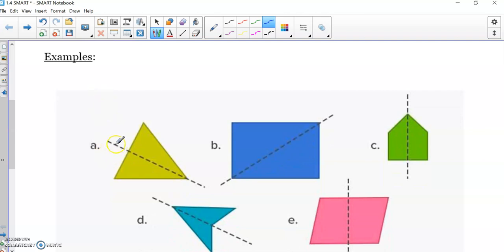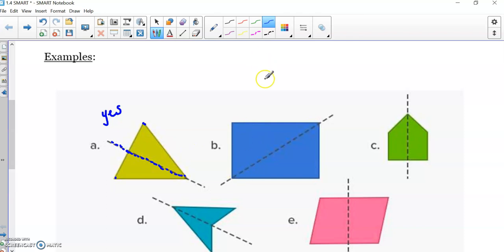Right? For A, if we folded this shape on this line, both sides would overlap perfectly. And if you think about when we did reflections on a graph, every point has to be the same distance away from the line, that has to be true here as well. So here, you can see it would work. So we're going to say yes, this is a line of symmetry.